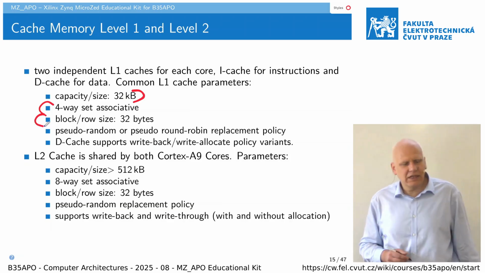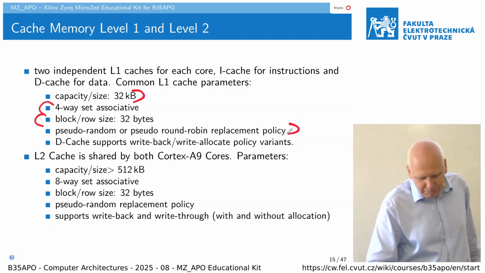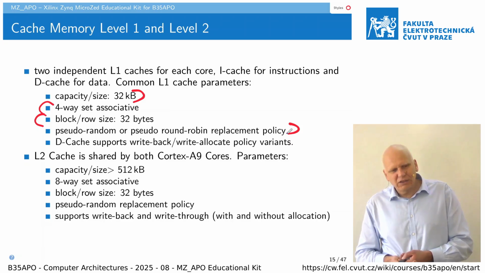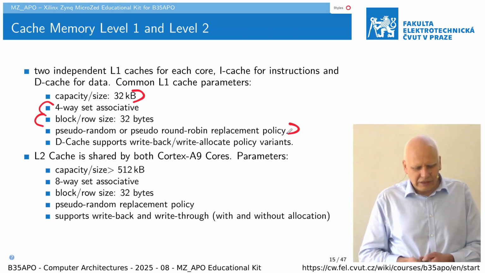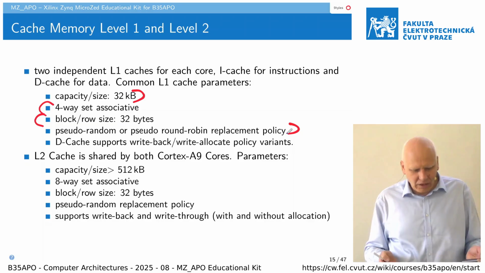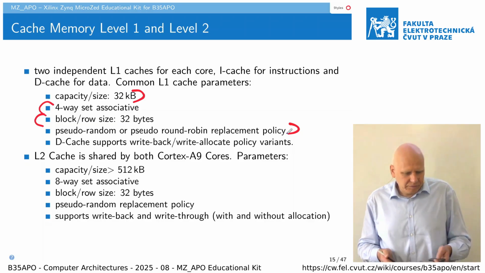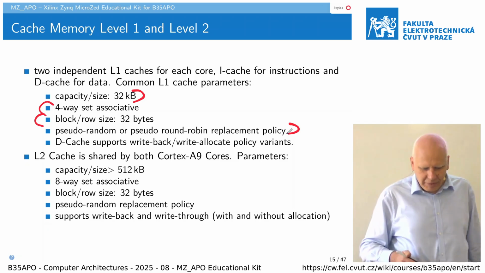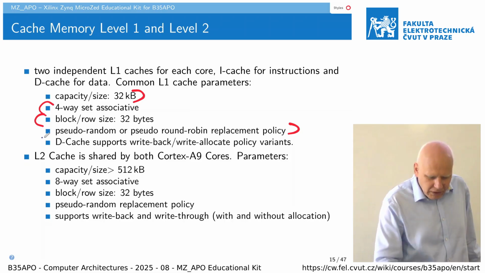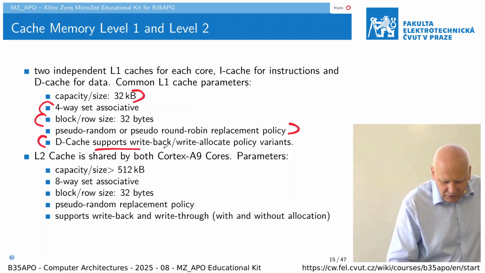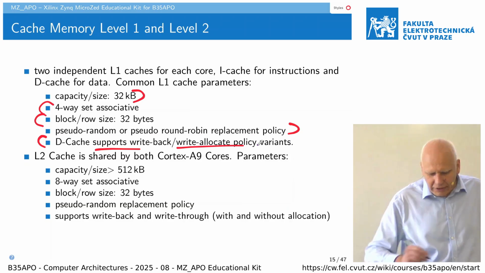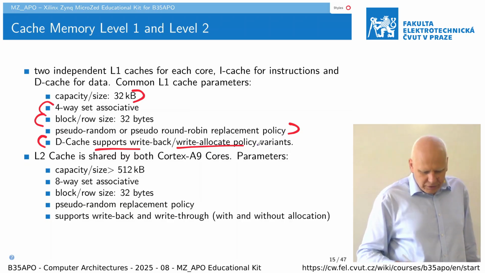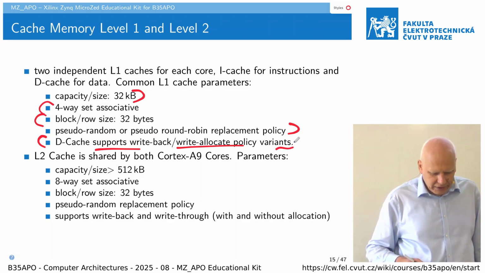Block size is 32 bytes, but the replacement policy is pseudo-random or pseudo-round robin, which is not great because you sometimes replace the row which can be used in the next operation and so on. So it is not optimal. The cache provides write back or write through, allocate and non-allocate policies, so we can use those variants.